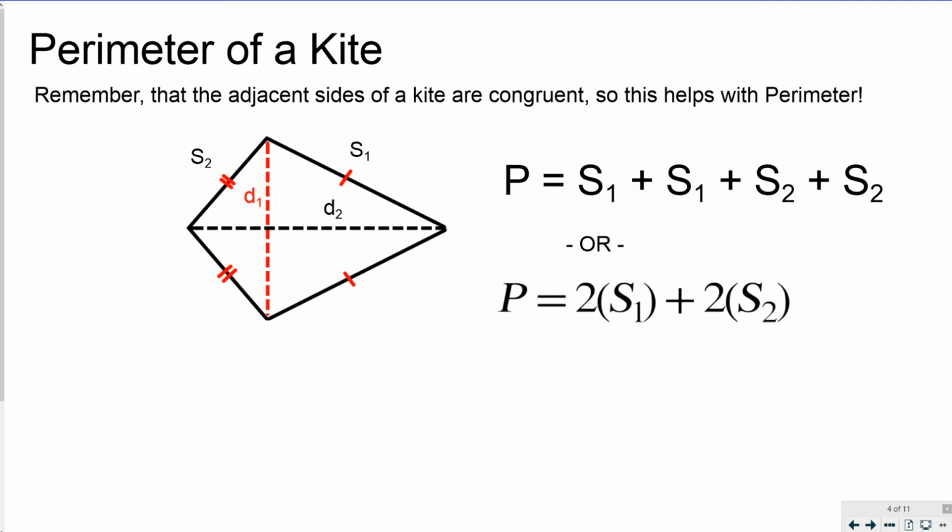One of the things that's going to be super useful here is that the diagonals intersect at a 90-degree angle. So if we know the diagonals, we're allowed to use the Pythagorean theorem to find missing side lengths. So let's not forget the Pythagorean theorem here.